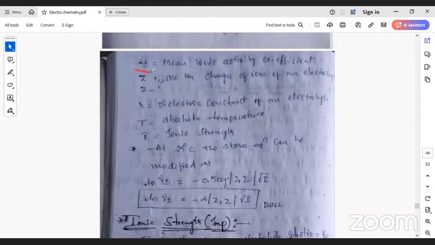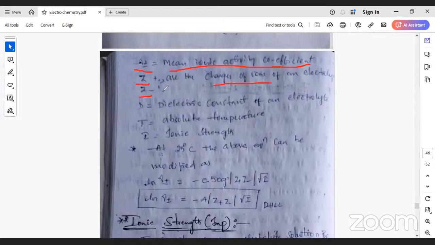Gamma plus or minus means mean ionic activity coefficient. This is discussed in the activity concept and activity coefficient concept. Whenever both ions are represented, that may be expressed with the mean concept, that is, mean ionic activity coefficient. Z plus means the charge of the positive ion, Z minus is the charge of the negative ion.